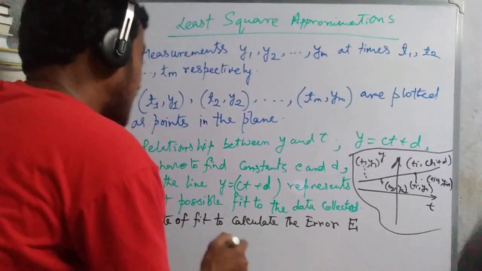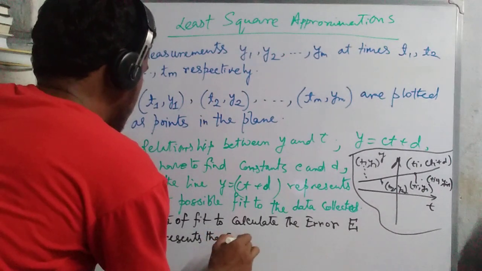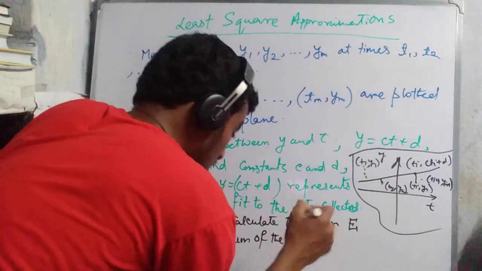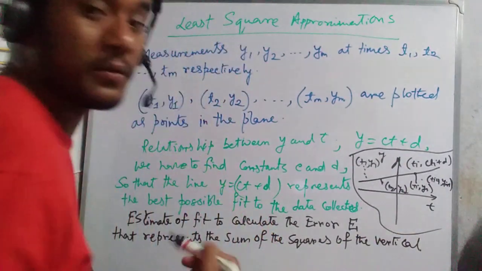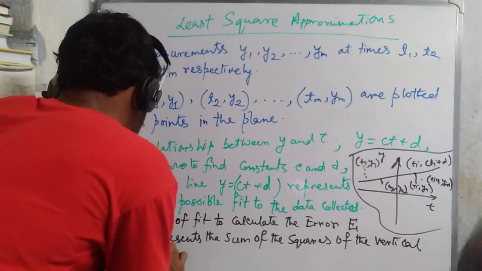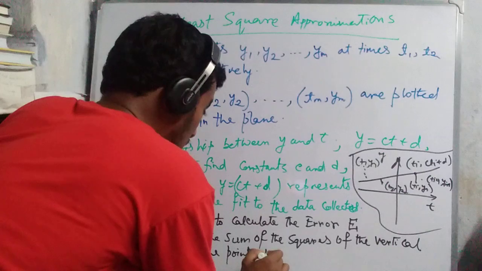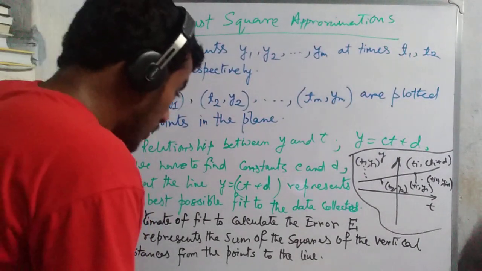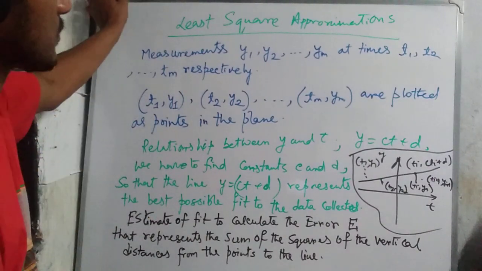The error e represents the sum of the squares of the vertical distances from the points to the line. That is what we do, and now we erase this portion and go on to further discussion of that.